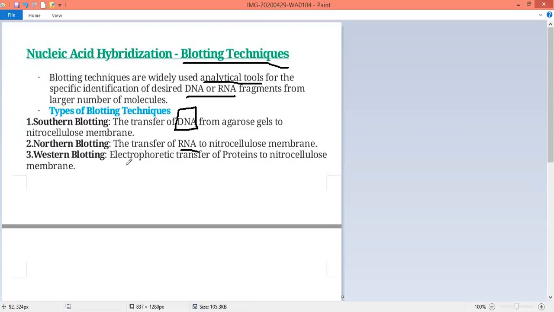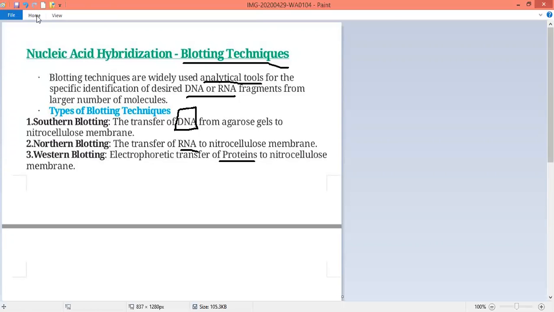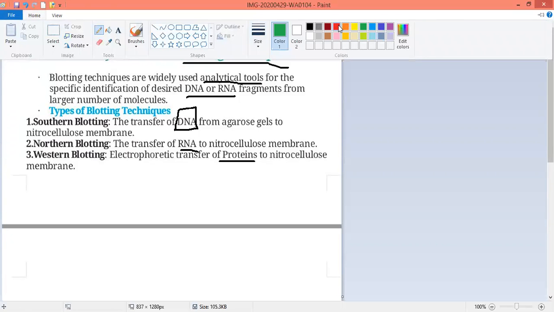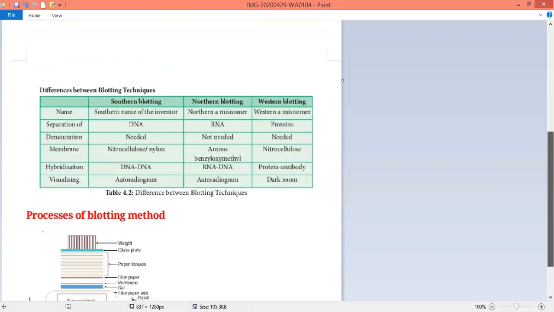And the Western blotting technique. In Western blotting, electrophoresis is helpful for the transfer of protein to the nitrocellulose membrane, and we call it the Western blotting technique. So the Western blotting technique is helpful for the separation of protein molecules. Now let us take a quick review of the types of blotting techniques, what techniques are used, and what the important procedures in them are.